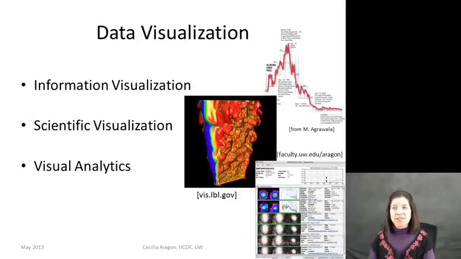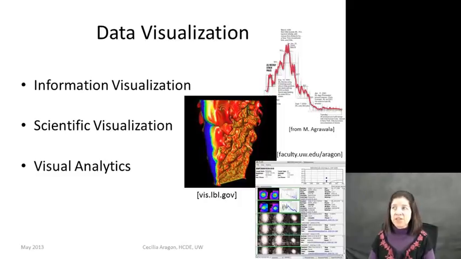Data visualization usually falls into three academic categories: information visualization, scientific visualization, and visual analytics. Information visualization typically involves abstract information that may not have a position in space. For example, on the slide you can see a graph of stock prices around the year 2000. We graph the price, the dollar amount on the y-axis, and time on the x-axis.